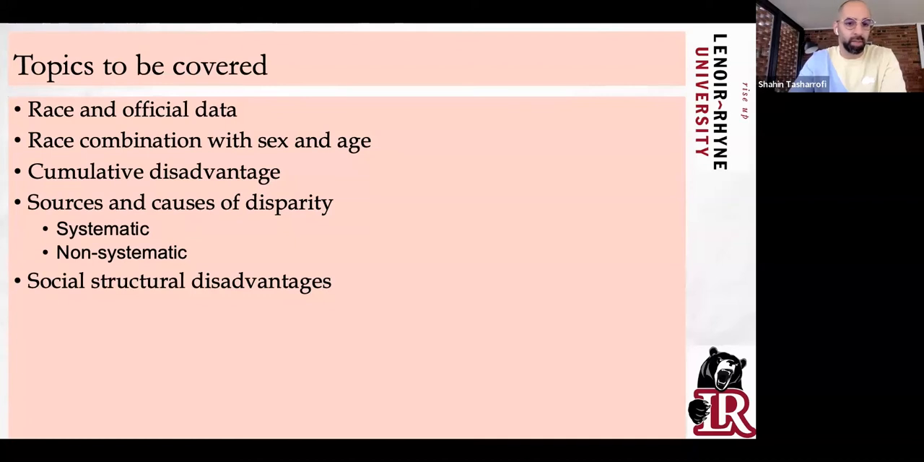So the topics that I'm hoping I can cover in this presentation are the limitations associated with official data, the importance of considering race in combination with sex and age when we want to investigate the impact of race in the justice system, cumulative disadvantage, basically explaining how decisions made in the earlier stages of the criminal justice process could affect the later stages, sources and causes of disparity, whether they are systematic, which might be considered discrimination, or non-systematic, which might be related to stereotyping, and finally, social structural disadvantage.